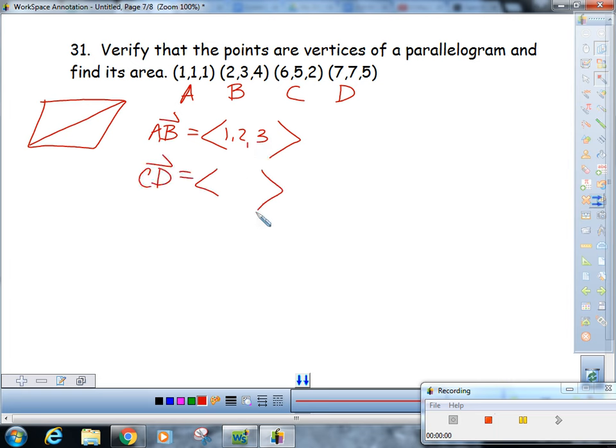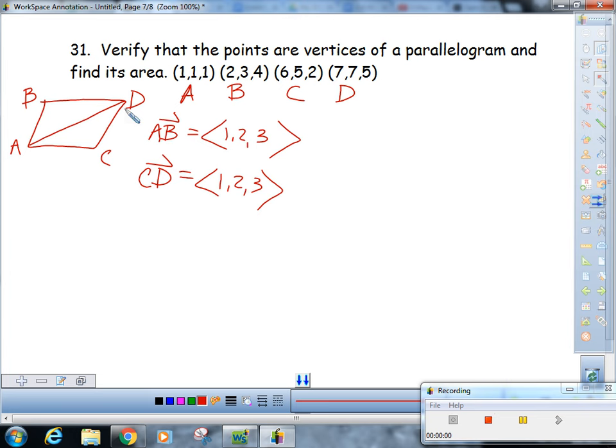CD is 1, 2, 3. Well, now I know that. Now, it looks like that, because otherwise, if it was A, B, C, D, I think this would have been -1, -2, -3. So that's how I knew it looked like that. Does that make sense?